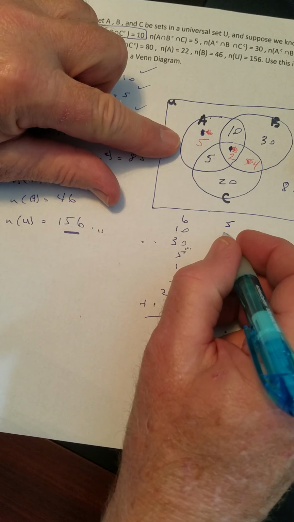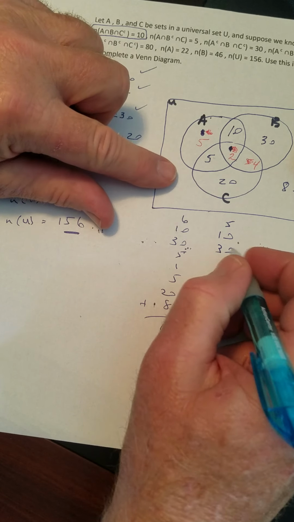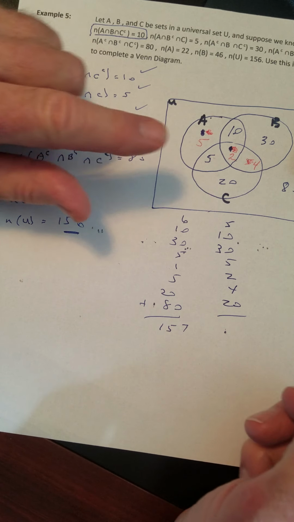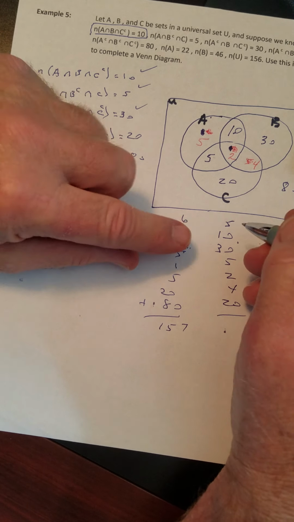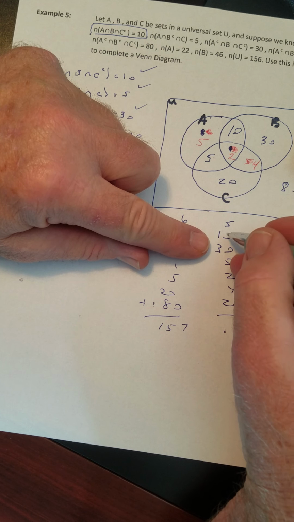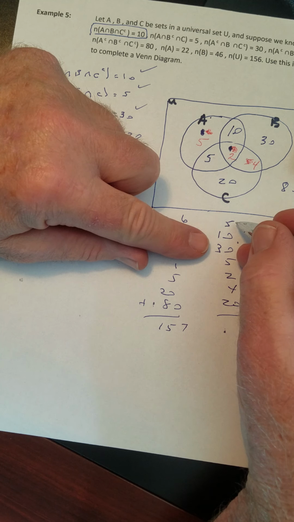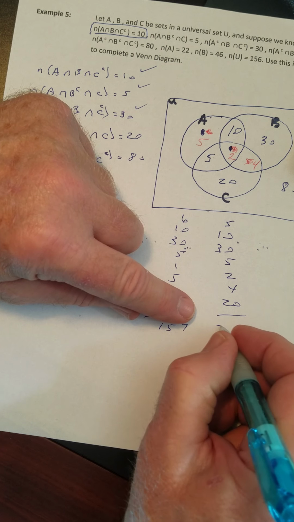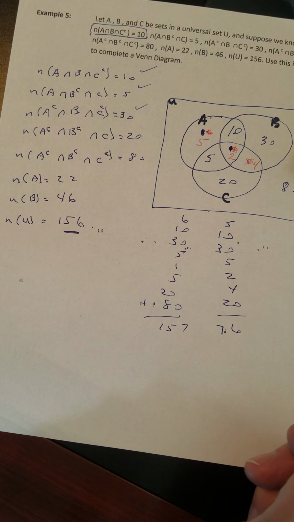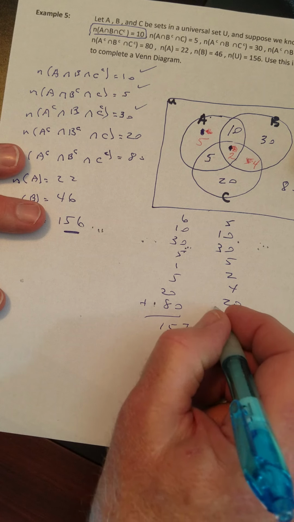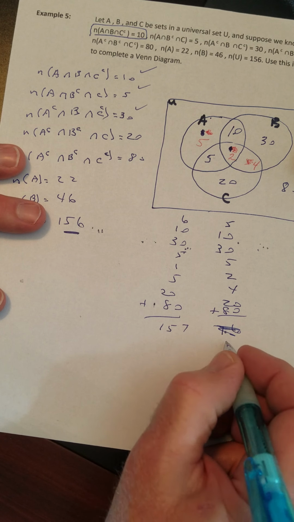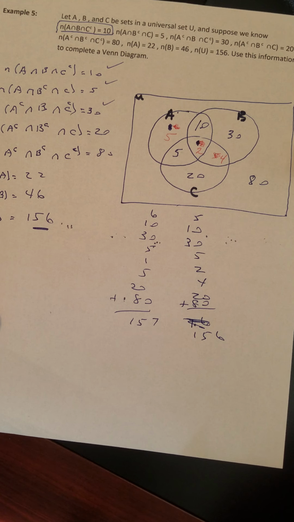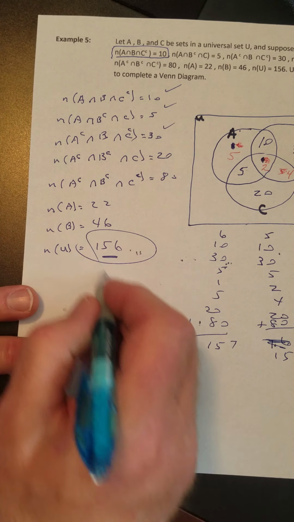So that would be 5, 10, 30, 5, 2, 4, and 20. Doesn't matter what order. I'm going to take 10 and 30. Those are bigger numbers. That's 40, plus 5 is 45, 50, 52, 56. It's going to add up to 76. Oh, I forgot the 80 over here. That gives you 156. What were we supposed to get? 156.